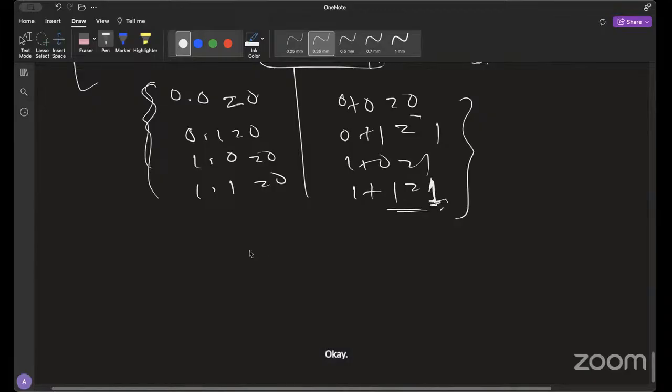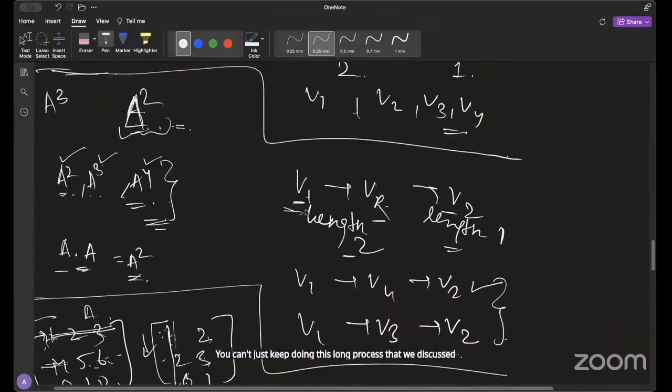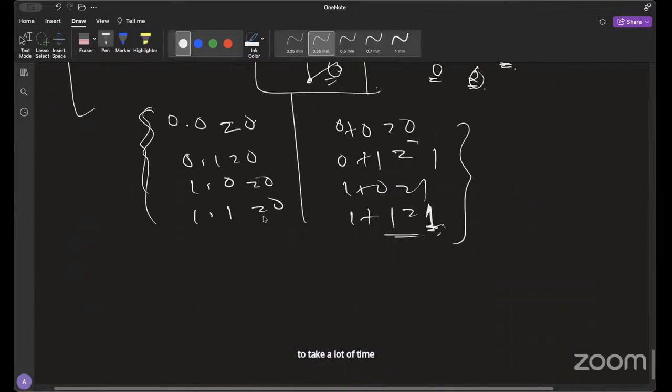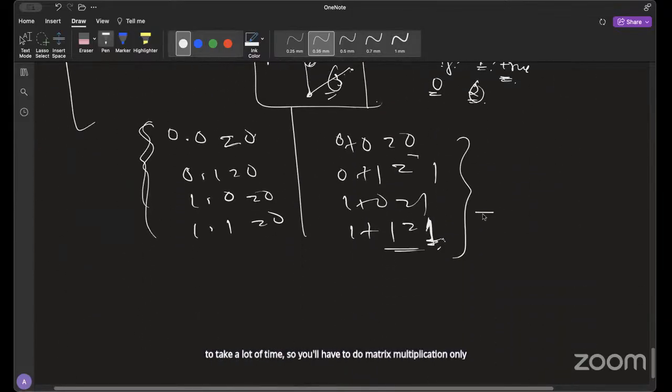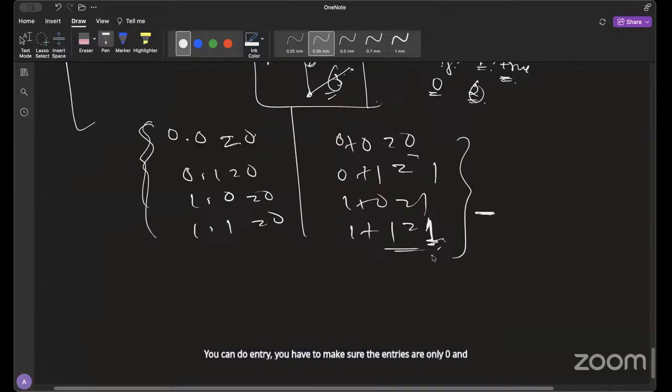Okay, thank you. Ma'am, if we want to find A cube, can we also do it by matrix multiplication? You will have to do it by matrix multiplication. Otherwise, you can't keep doing the long process that we discussed initially, where there's a path from here to here, here to here. It's very tedious and takes a lot of time. So you will have to do matrix multiplication only. These are the rules that you have to follow while multiplying things, because you have to make sure the entries are only 0 and 1. So you can't have a 2 here.